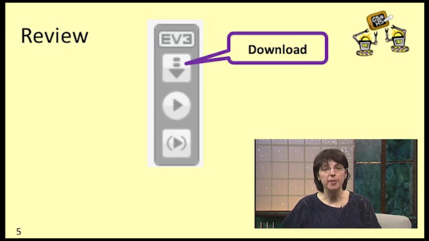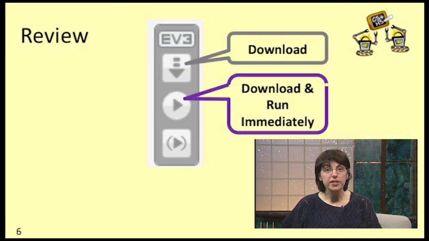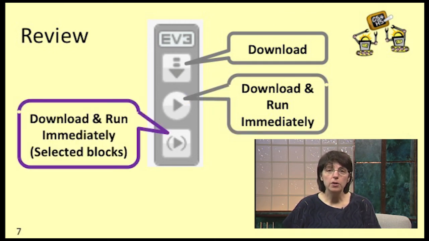So let's just review what all those buttons do one more time. You're already very familiar with the download button. Now you know there's 2 other ways to download. You can download and then immediately run your whole program, or download and run just a set of blocks that you've selected from your program. Again, I recommend you never use the download and run button, nor the download and run selected blocks button, simply because if you never use them, then you're much less likely to end up in a situation where your robot runs away and pulls your laptop off the desk behind it.